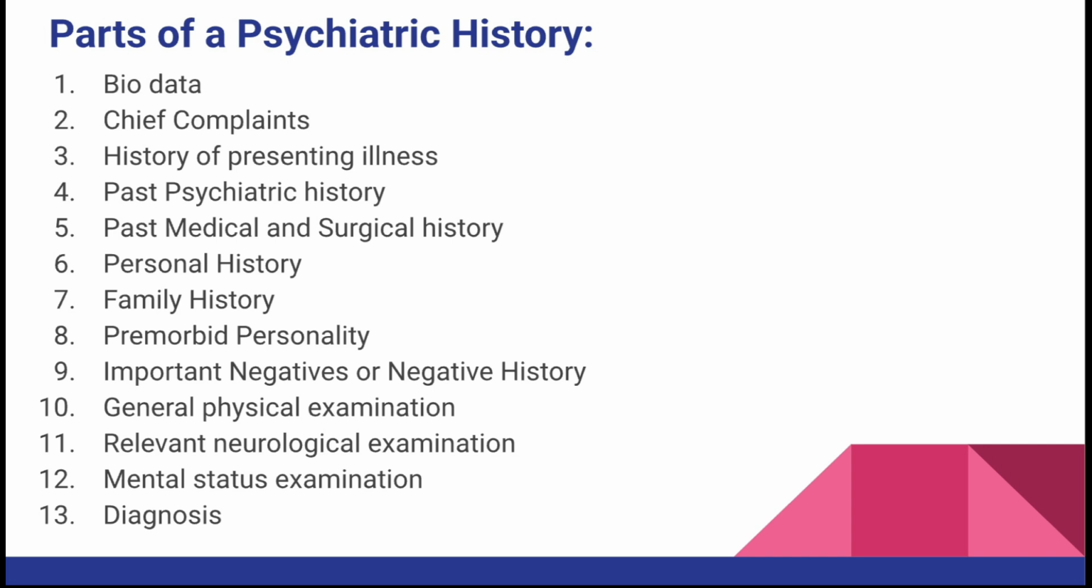First of all, we have the biodata, followed by the chief complaints, then going through the history of presenting illness, past psychiatric, medical and surgical history, personal and family history, pre-morbid personality, important negatives or what we call negative history, general physical examination, relevant neurological examination, mental status exam, and finally our diagnosis. Now, we will be discussing each and every one in detail. First of all, let's start with the biodata.